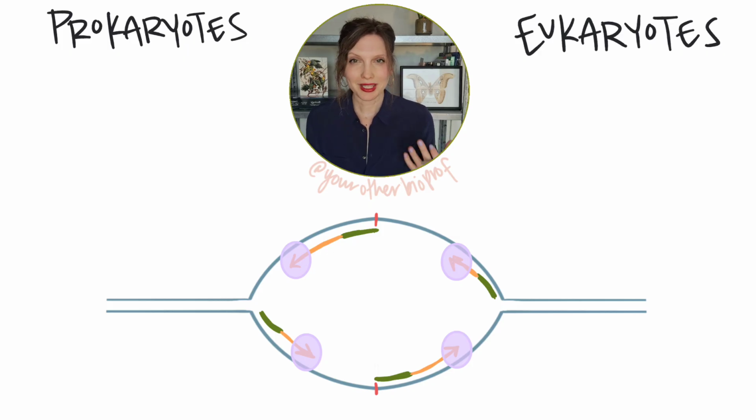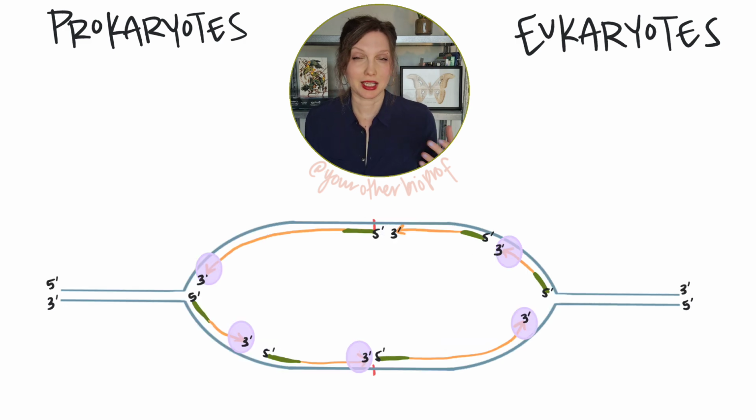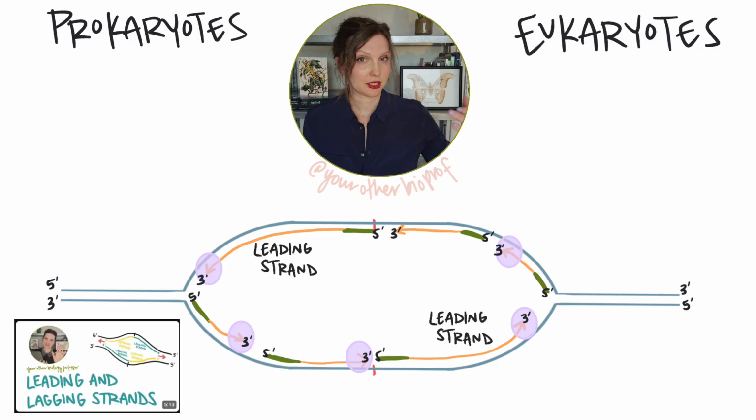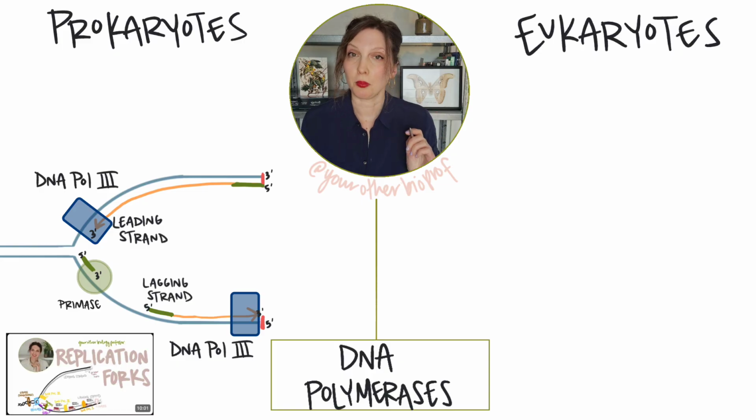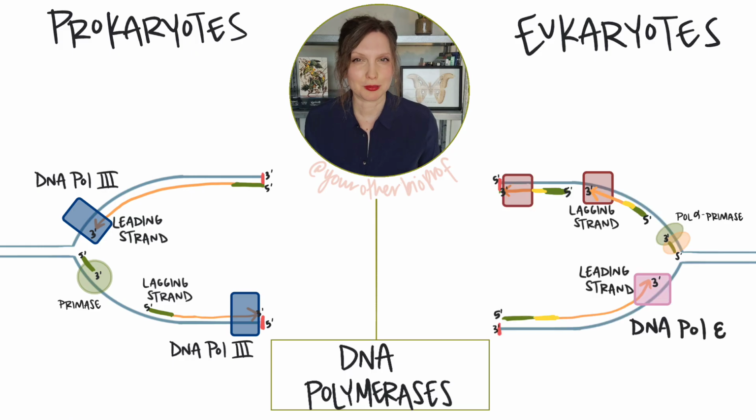These polymerases can only add to the 3' end of a growing DNA strand, which means that each replication fork will have a leading strand synthesized continuously and a lagging strand synthesized in shorter Okazaki fragments. DNA polymerase III elongates both the leading and lagging strand in prokaryotes, while eukaryotes split the duties. DNA polymerase epsilon tackles the leading strand, while DNA polymerase delta handles things on the lagging strand.